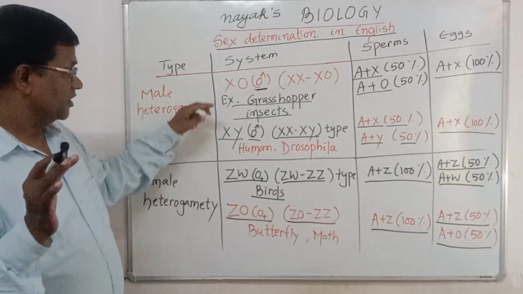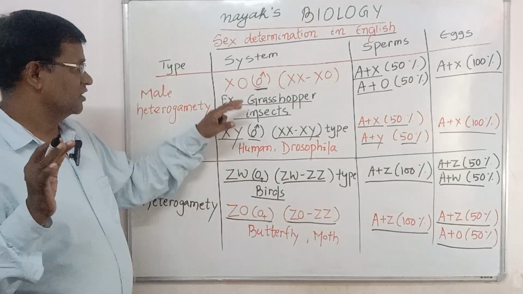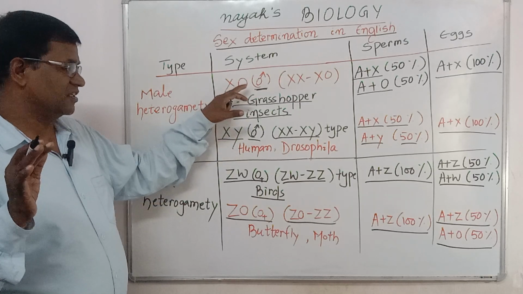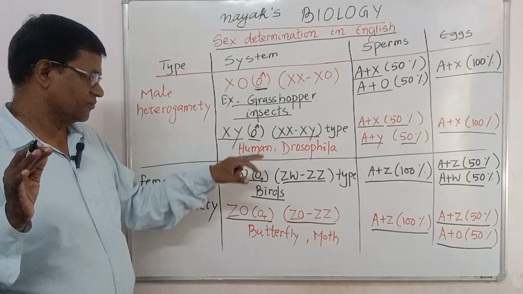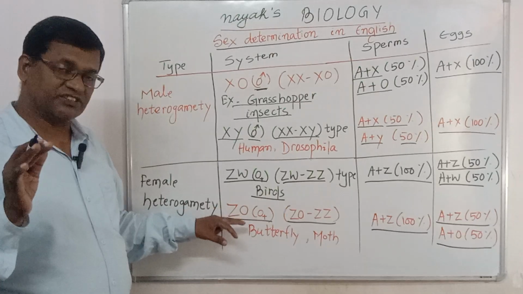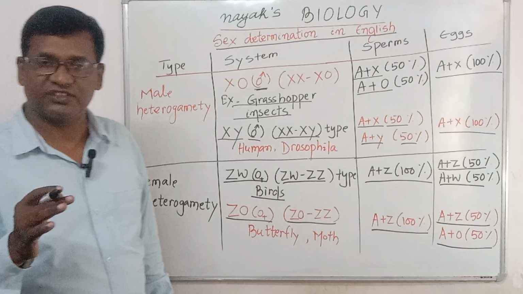And here, which is very important for objective questions: ZO type is seen in the grasshopper, in insects, where the ZO is the male. XY, where the male is heterogametic, is in humans and Drosophila. ZW is seen in the birds. ZO is seen in the butterfly and moth. That's all about sex determination.